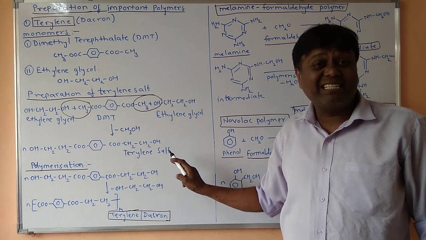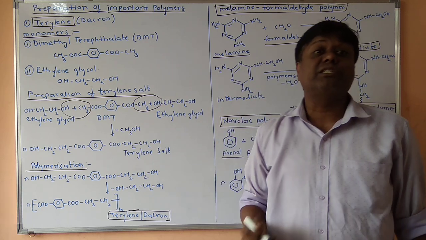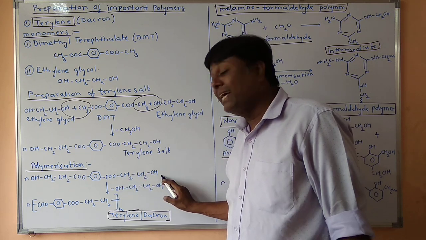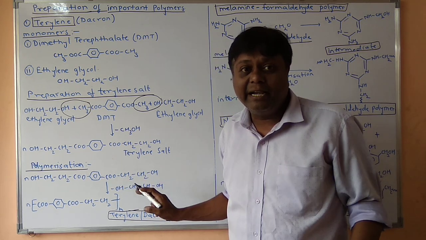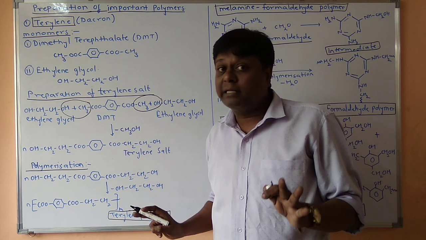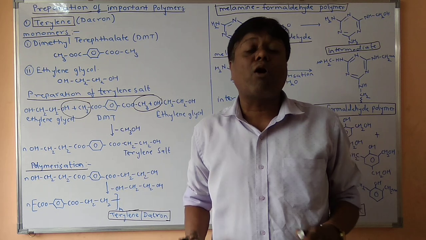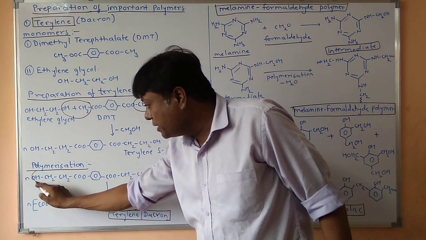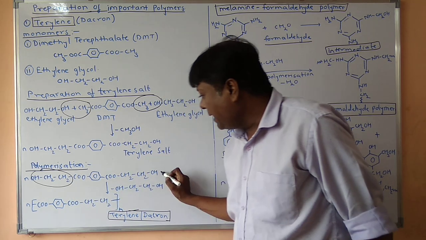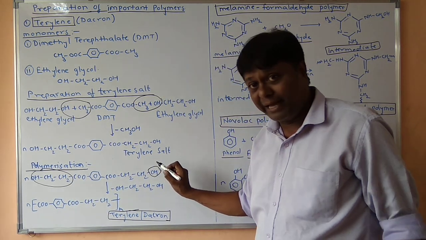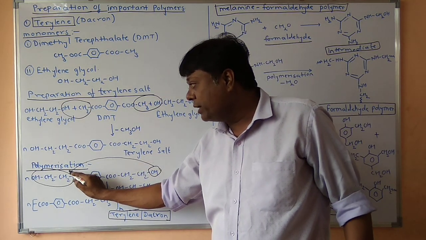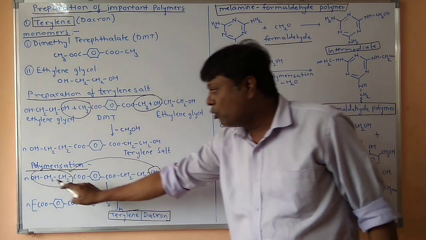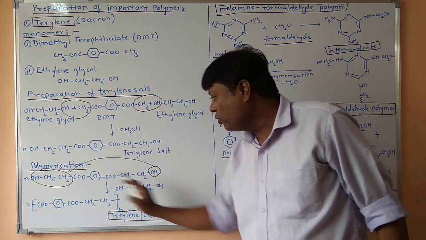Now the second step, that is the polymerization. Now what is polymerization? See here, it is a terylene salt. When it is heated, the important factor is again there is removal of ethylene glycol. So see, this OH, CH2, CH2, and the OH from this side I have taken, then this OH combines with this group to remove ethylene glycol, OH, CH2, CH2 and OH.